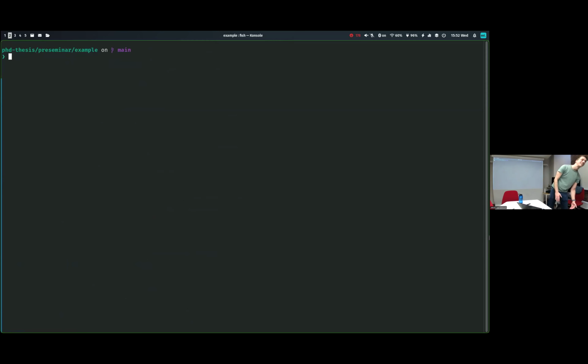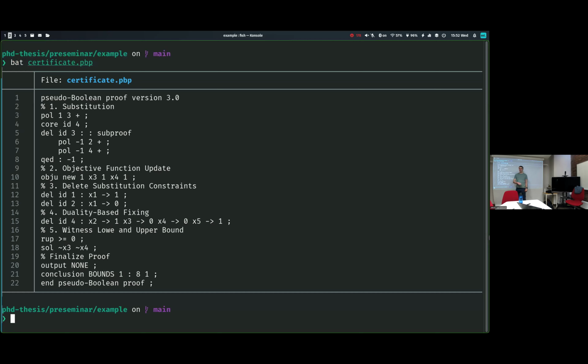So for example, here's a certificate that I just showed you, that we just wrote together. And I added some comments, the lines starting with this percent sign. These are comments. And so you have these 5 steps that we did, and then we have this finalization at the end of the proof. And also just to show you the input file, that's the input that I just showed you, this OPB file. And then we can use VeriPB and run this.